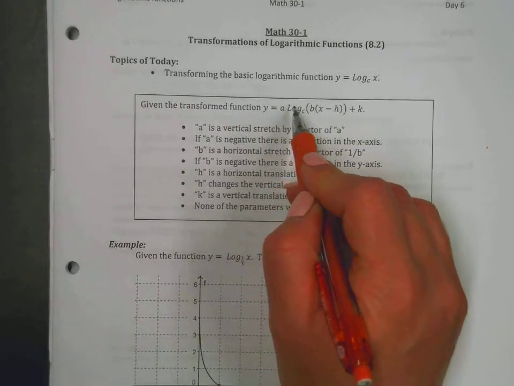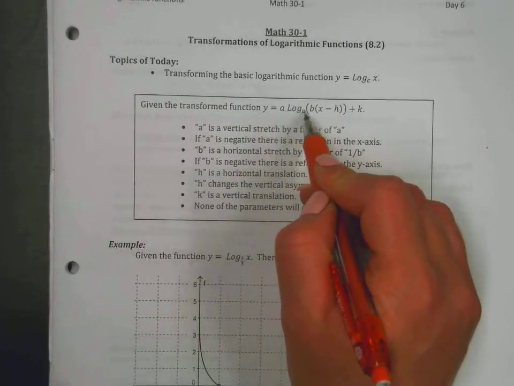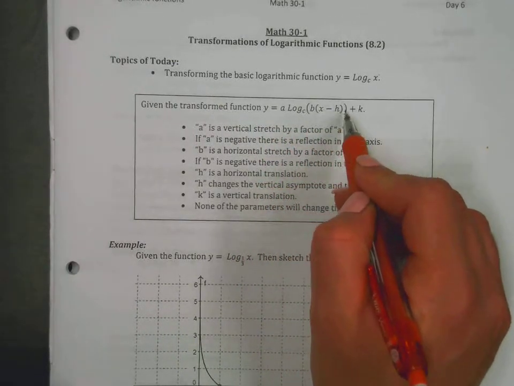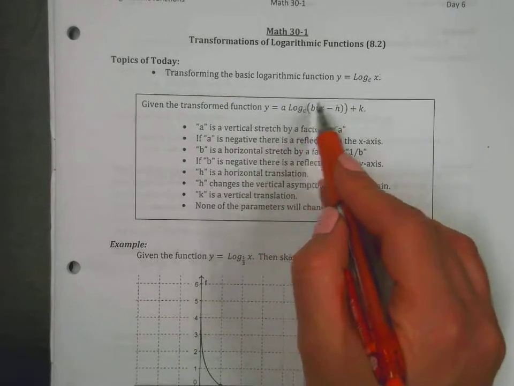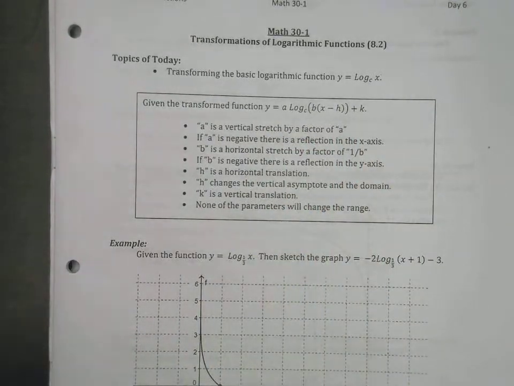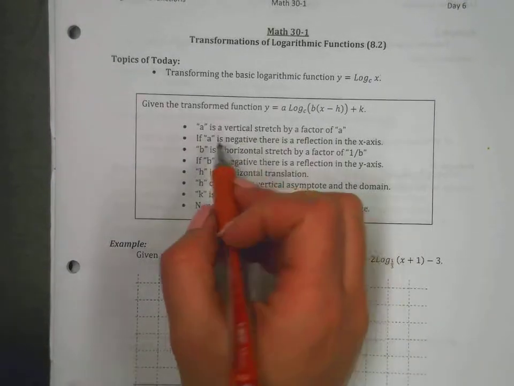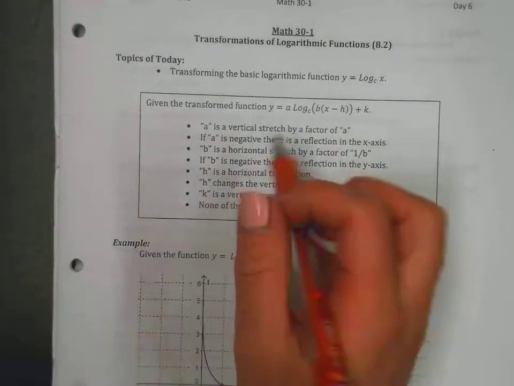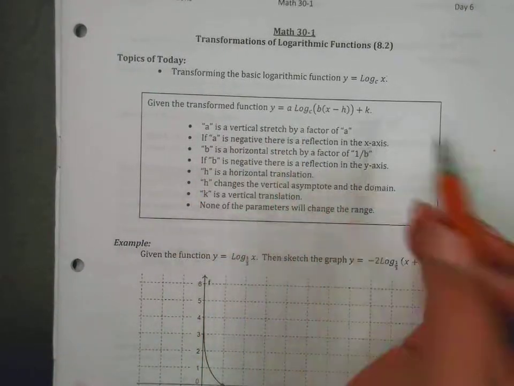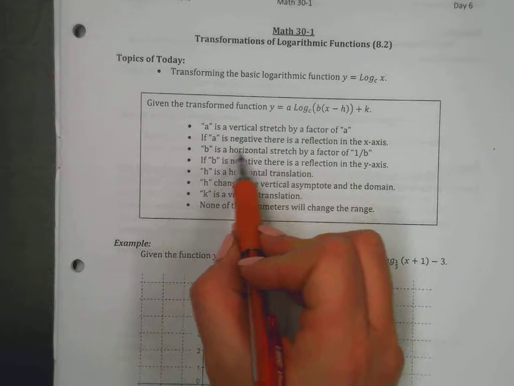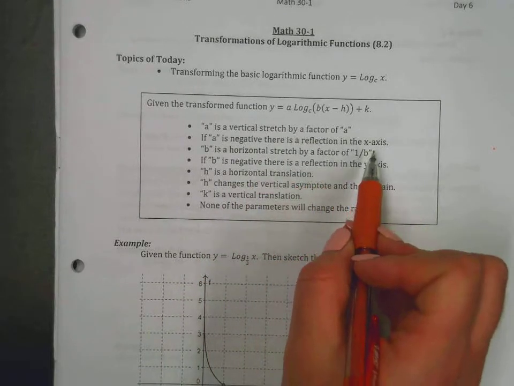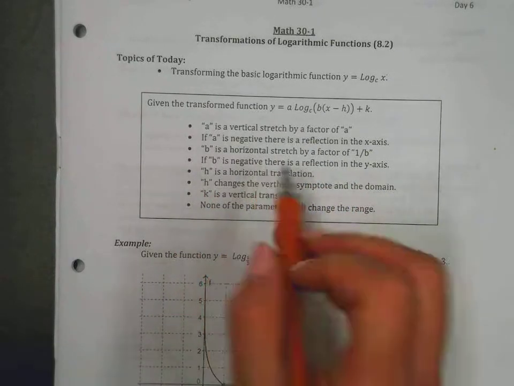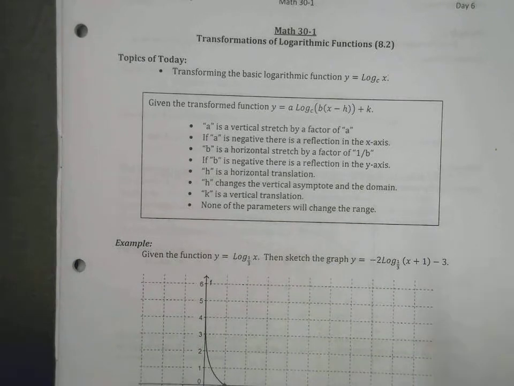y equals a log base c of b times (x minus h) plus k. So our a, b, h, and k values work the exact same as any other transformation of any function. A represents our vertical stretch by a factor of a. If a is negative, there's a reflection in the x-axis. B is our horizontal stretch by a factor of 1 over b. If b is negative, there's a reflection in the y-axis.